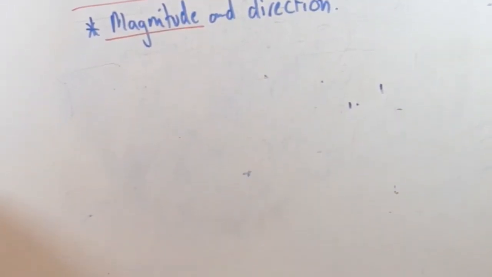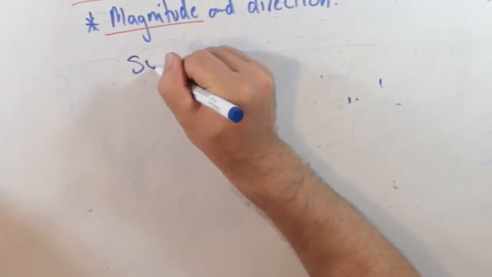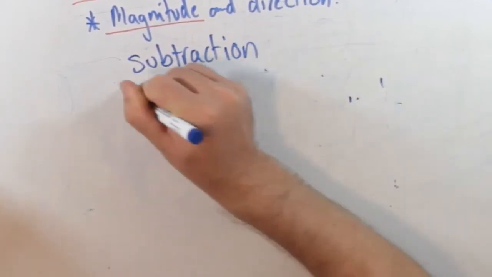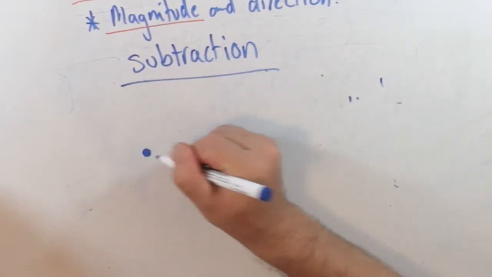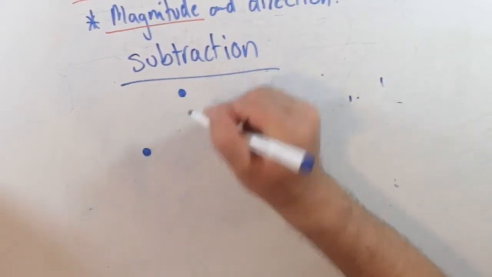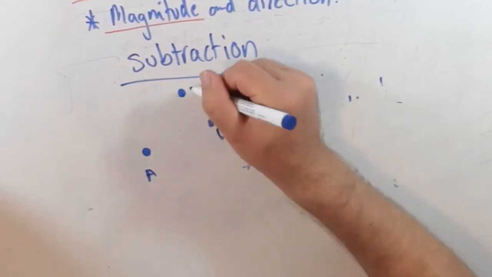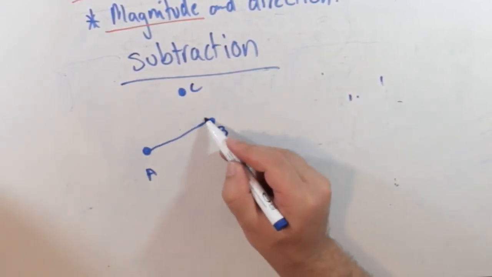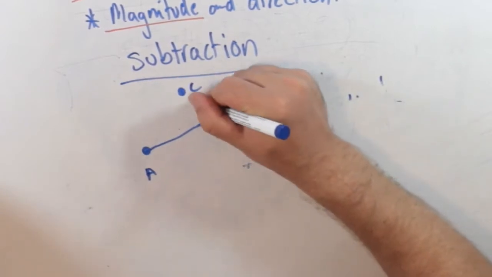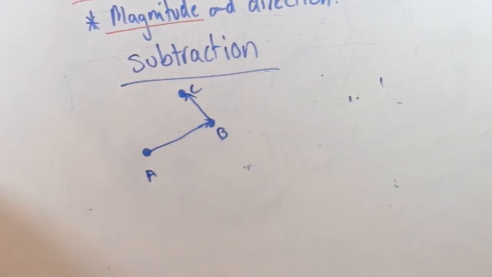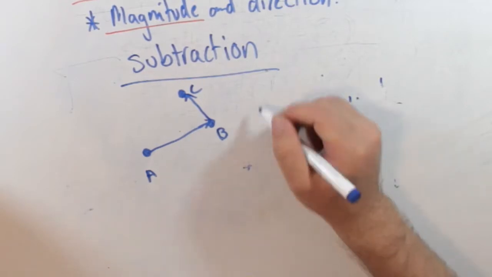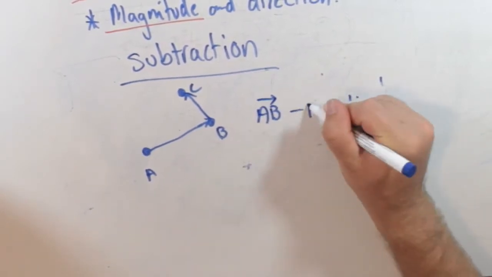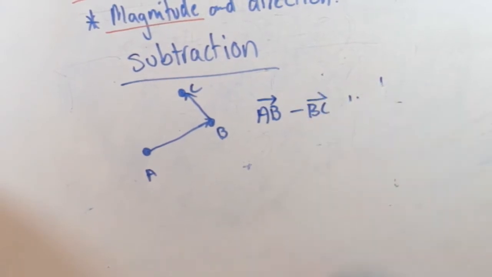What if we have, I'll write this in blue, subtraction. I'll start here with A, B, and C. I don't know why I don't give myself more room, but I do. Here's my A. Here's my B to C. So now I want to do A to B minus B to C. Let's do one of those.